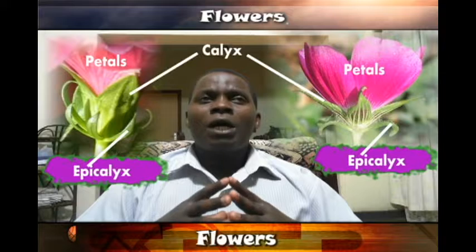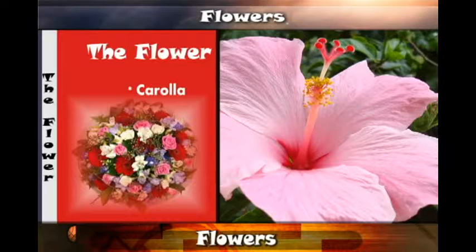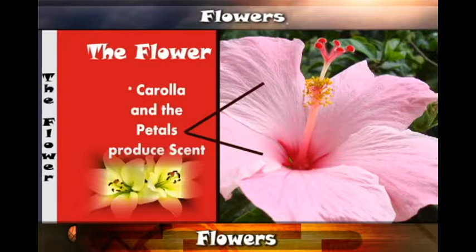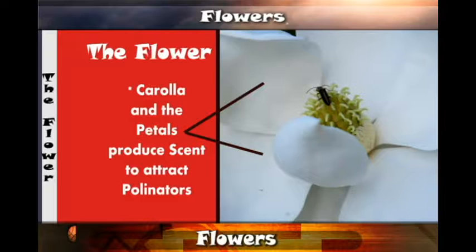We have now another part, which is the corolla. We have said that it consists of the petals, and the corolla and the petals are known for the production of scent. They produce scent, and also they attract pollinators or insects. That scent which is produced is the one that attracts the insects, and most of the insects are pollinators.